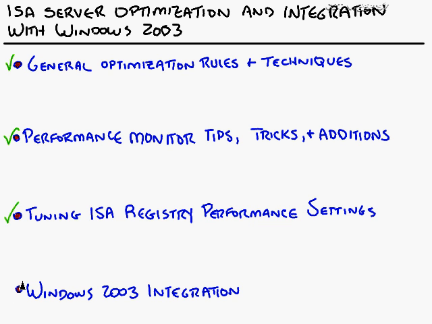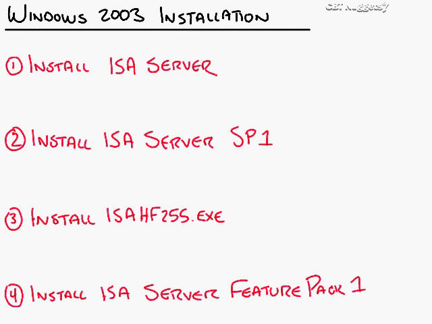Now for the final section. Let's talk about Windows 2003 integration. When you're going through and setting up a Windows 2003 installation, you will see some error messages. Here's the process. The first step is to install ISO Server. And matter of fact, let me show you some of the messages you'll see right now.